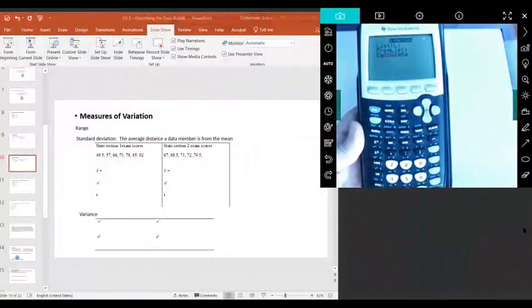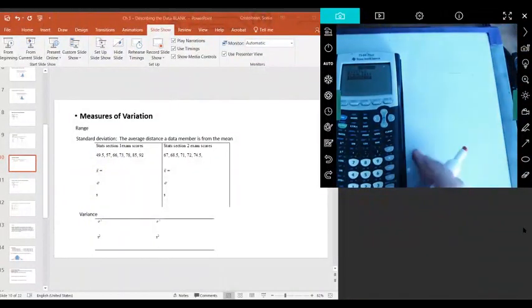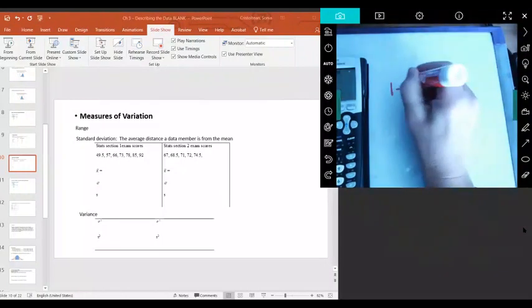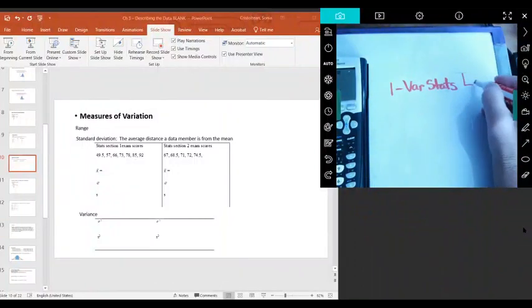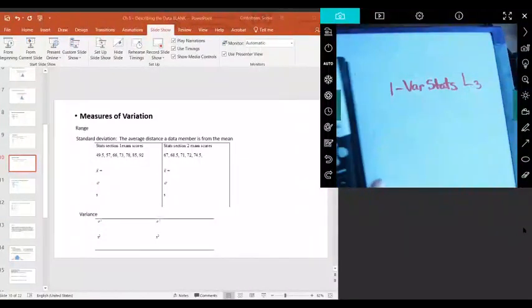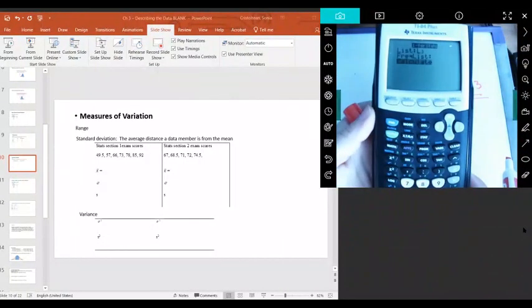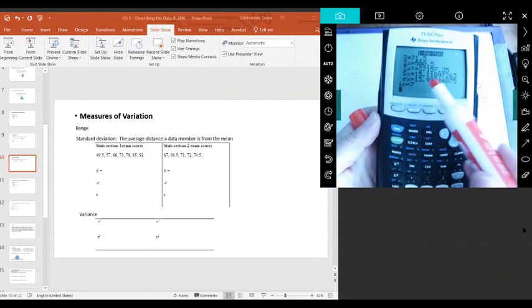If you do not have this screen when you do 1-Var Stats, and you don't have your values in list 1, you have to make sure you specify the list. So if you have your values in list 3, you push second 3. You have to specify the list, and then you hit Enter. And this is the information I get. I get the mean and all the other information.